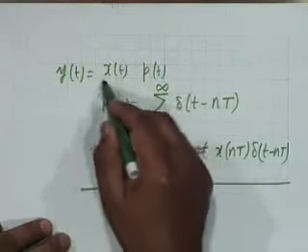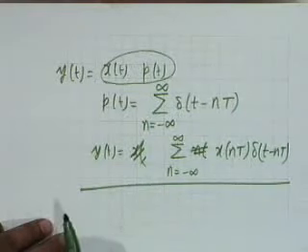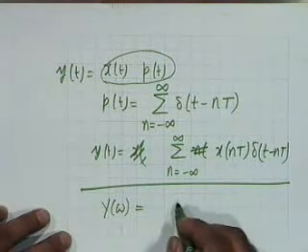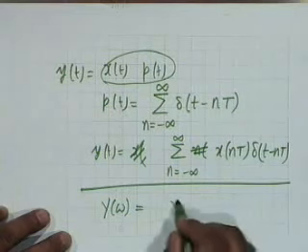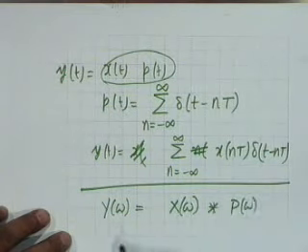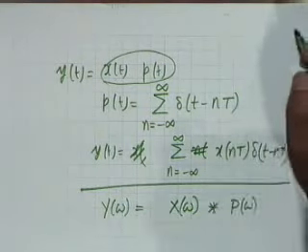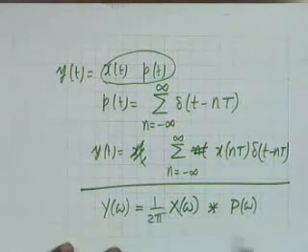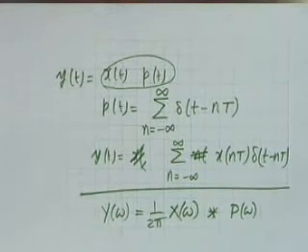And you know that when two functions are multiplied in the time domain, the spectrum Y of omega simply becomes the convolution of X of omega with P of omega. We had argued 1 by 2 pi. All right. Let me not make a mistake. Do not allow me to make a mistake.